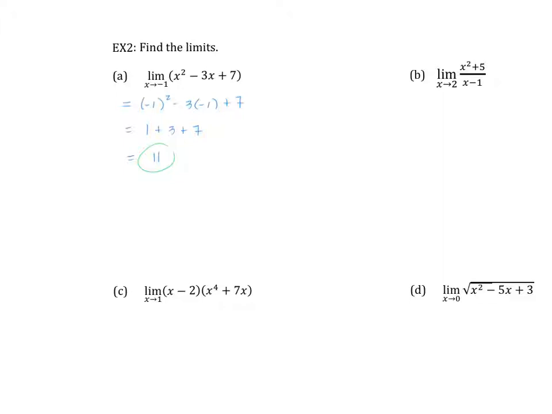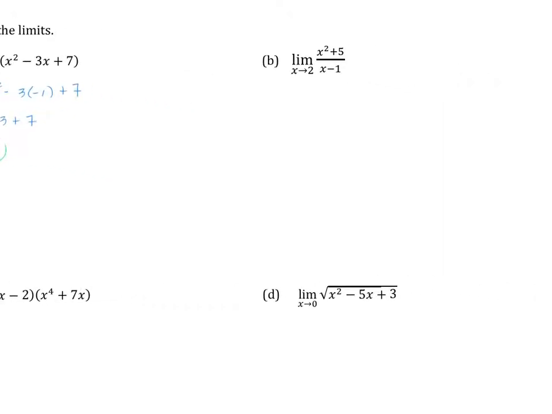Okay. And then part B, we have a rational expression. So we can go ahead and plug in 2. So you'll get 2 squared plus 5 over 2 minus 1, or 9 over 1, which is just 9. So it's much easier than making tables. The key is it has to be defined, so there's no holes or breaks.